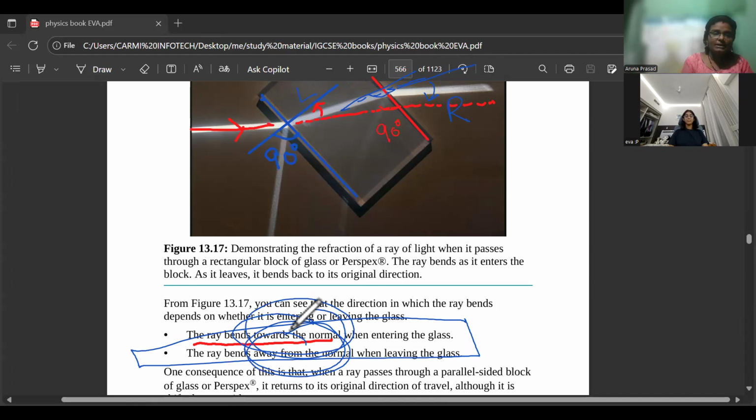And in your practicals, one more additional thing I'm telling you: the pins which are used, you will use those pins to show the direction of the light. Like this, you will fix the pins in their positions, showing that this is the path of the light. This is the use of the pins which you are going to do.